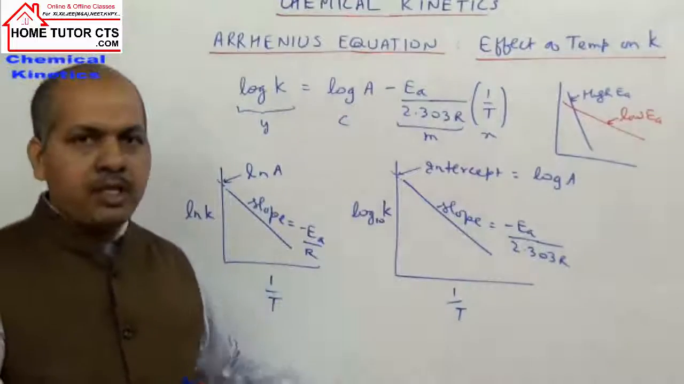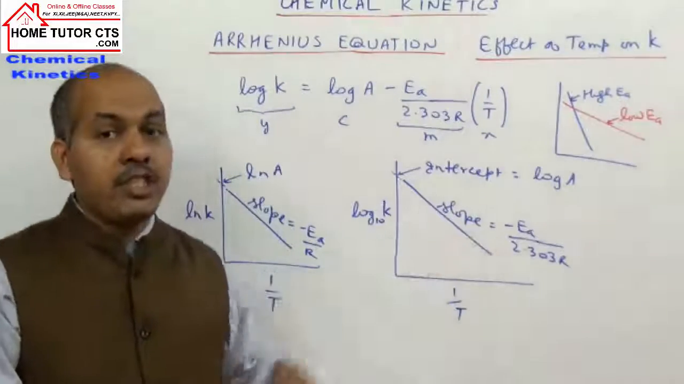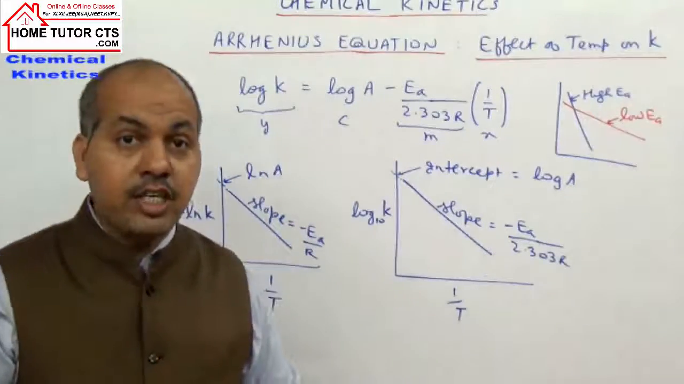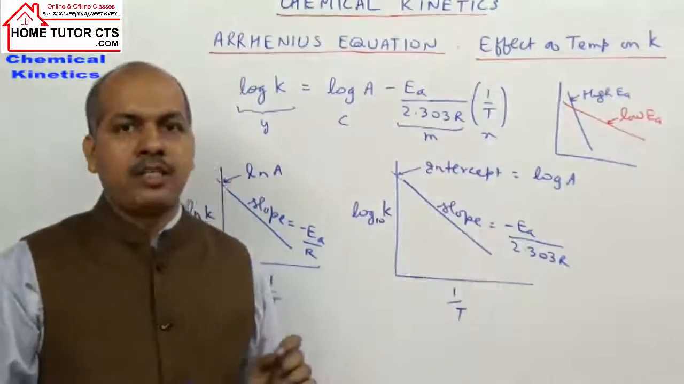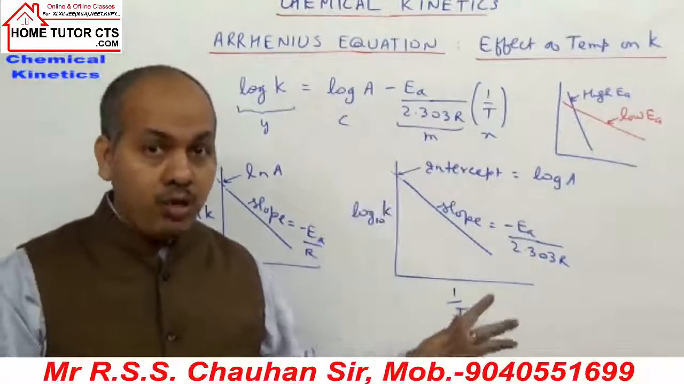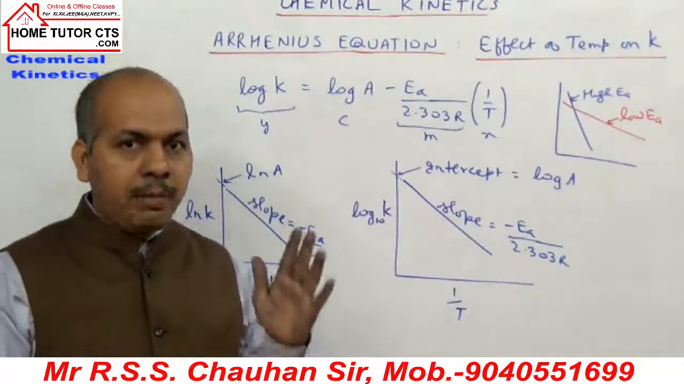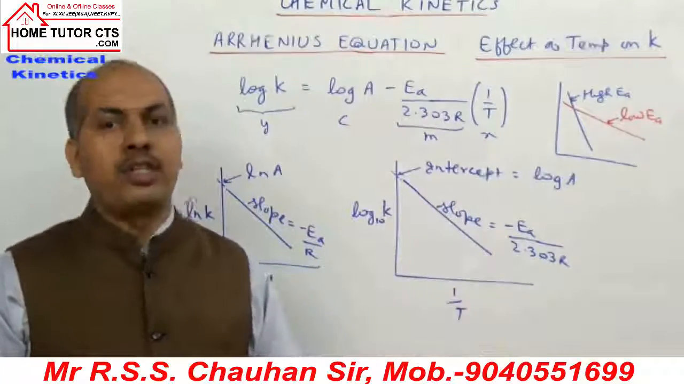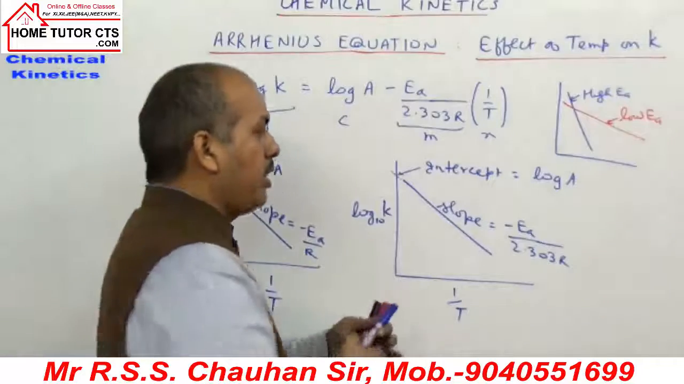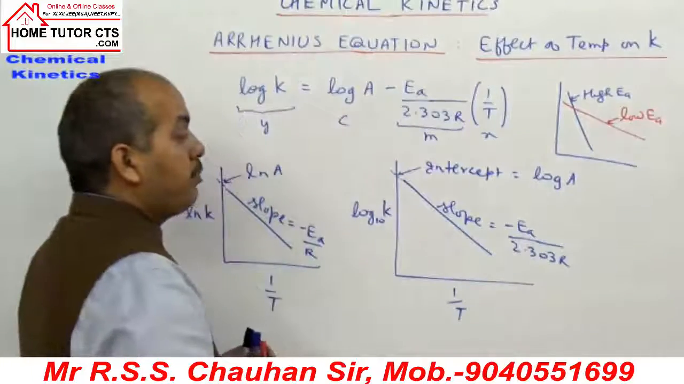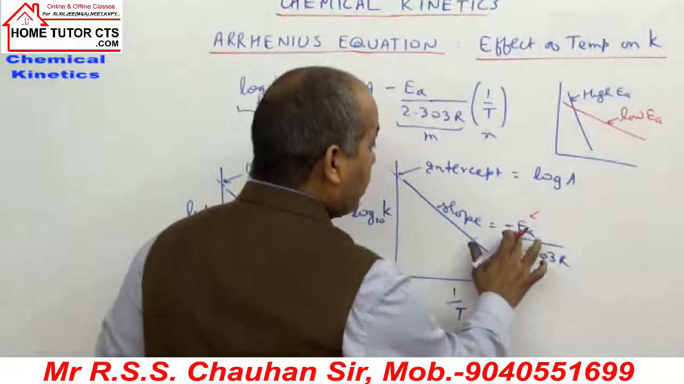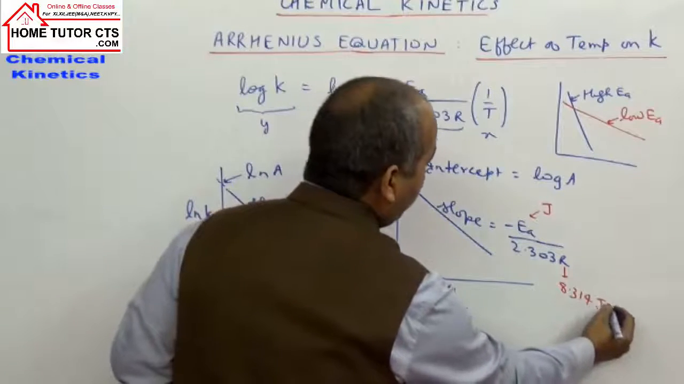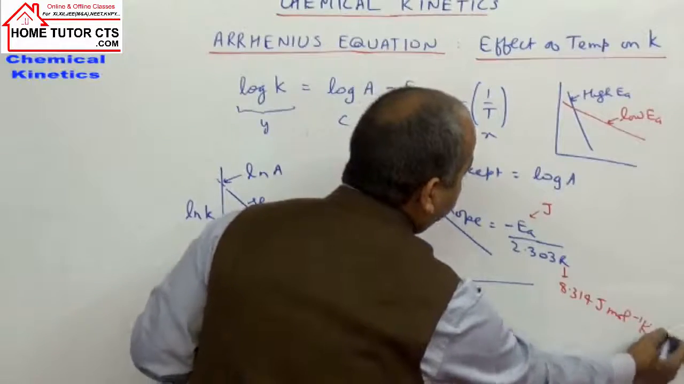Sometimes on this graph basis you get questions where the slope is given and you must find the activation energy. In this case be careful. We can find the reaction's activation energy in either joules or calories. If it is taken in calories or joules, the value of R must be taken in the same units. If we take EA in joules, take the value of R as 8.314 joules per mole per Kelvin.